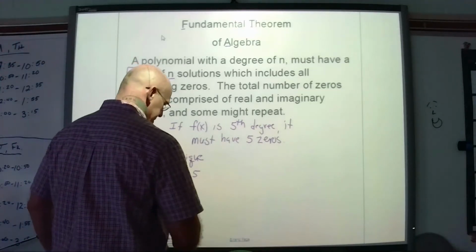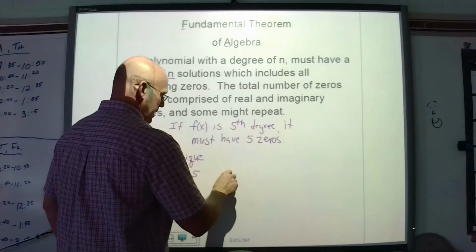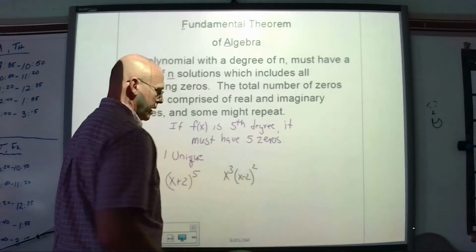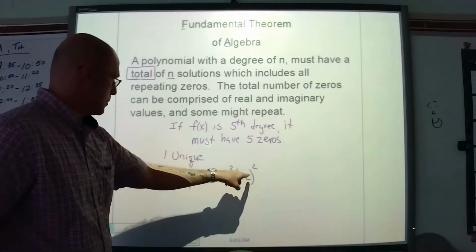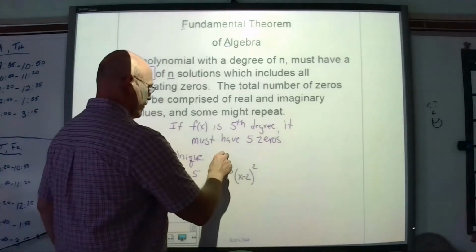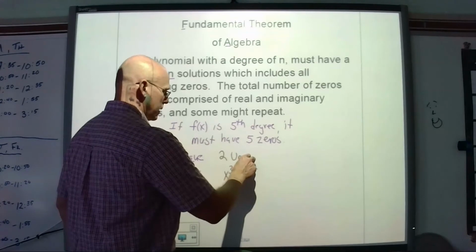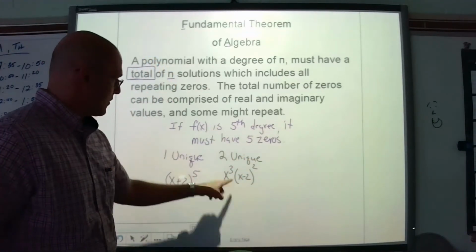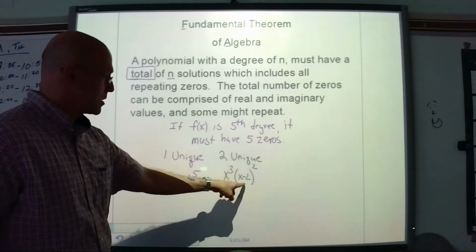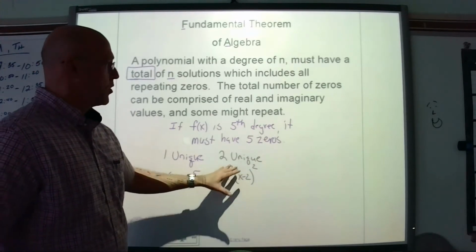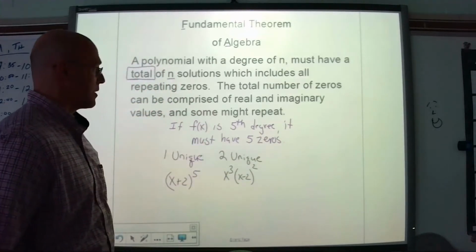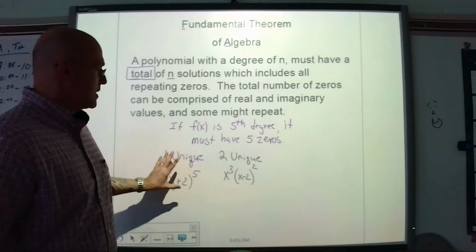What if I did one like this? Here we go. X cubed times x minus 2, the quantity squared. This would be a 5th degree polynomial. It would have 2 unique zeros, but it still has a total of 5. It would have 3 at 0 and 2 at 2. But I know it has to have a total of 5 zeros altogether. So this is what we're talking about.